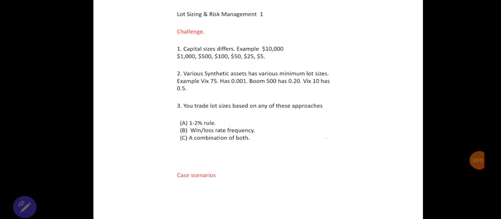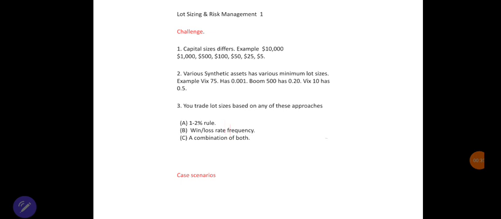In this webinar, I'm going to be sharing with you on lot sizing and risk management 1. In fact, the scope of risk management can take us up to about 5 or 6 episodes. But I'm going to try to summarize everything in this episode so that in subsequent videos, we can do a practical demonstration of this using a demo account before we launch into the signal.